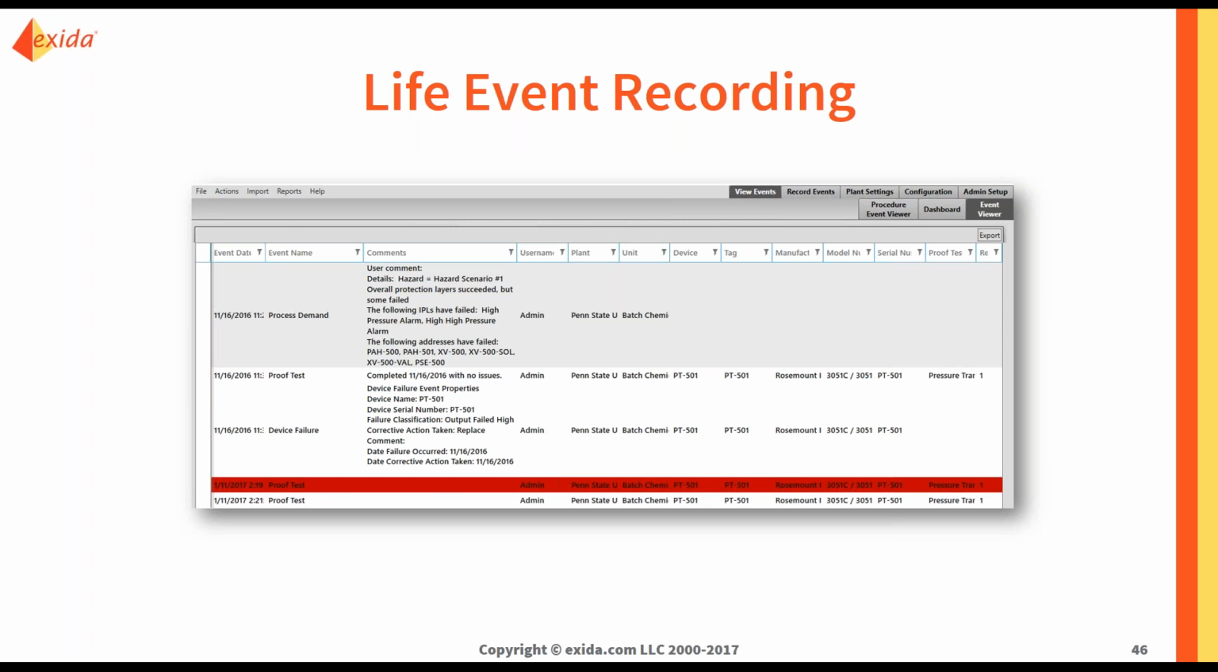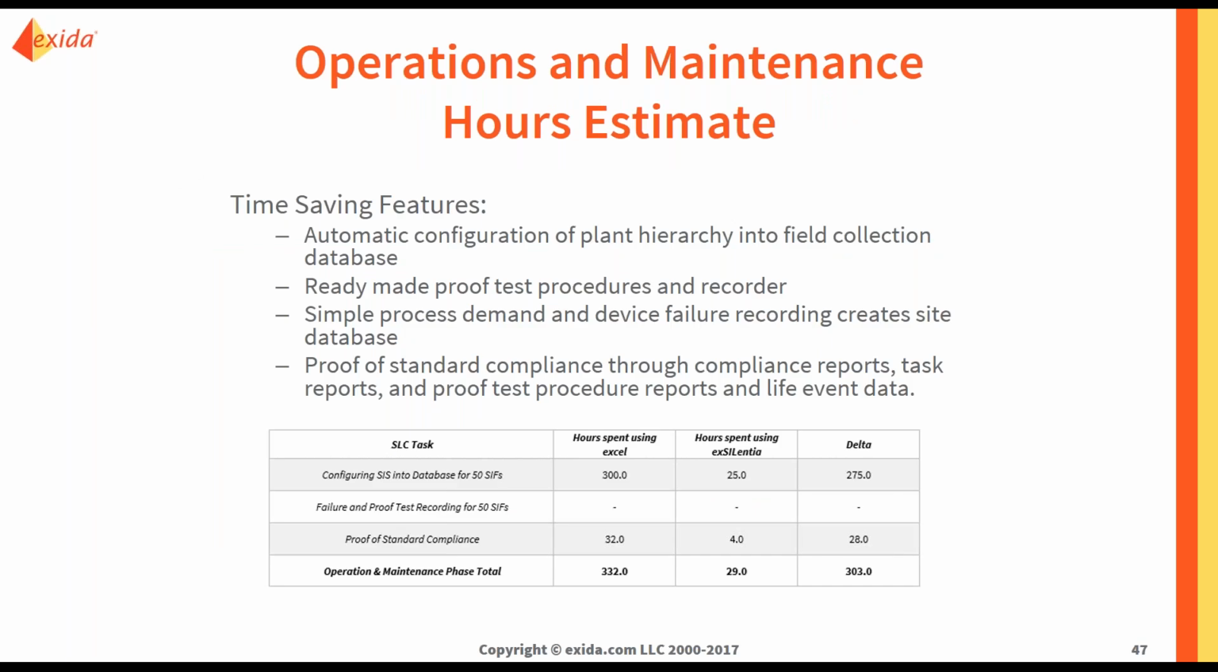And so, what are the time-saving features for the O&M phase? You have automatic configuration of your plant hierarchy into a field collection database, all of your information in one spot. And then you have ready-made proof test procedures and a recorder so that you can easily use the tool to identify your procedure and carry it out. Finally, you have simple process demand and device failure recording, which creates a site database.